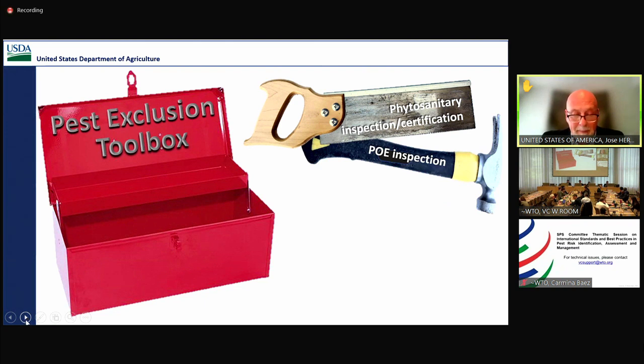Inspection at the port of entry will catch a lot of pests, specifically visual or visible pests. Port of entry quarantine or other post-entry quarantine measures, for example, onshore fumigation, are further measures that will mitigate the risk after the commodity is in the United States. Go for the next one, please. And all of them.